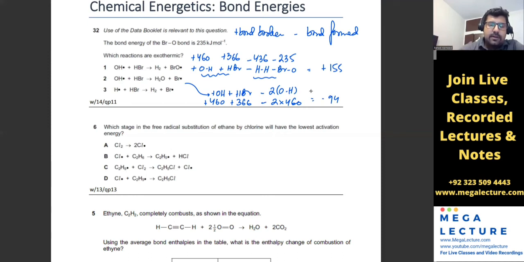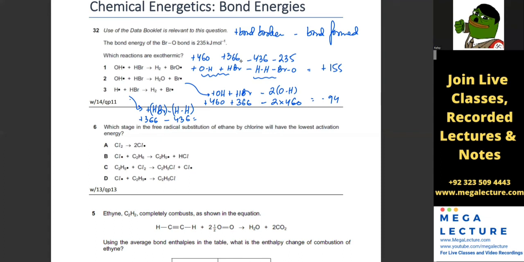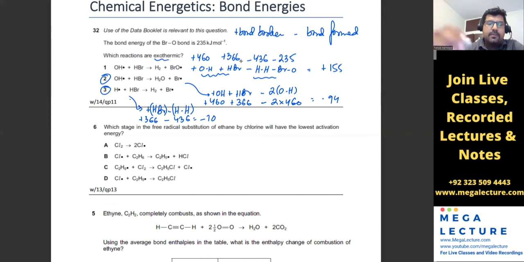Okay, the last one, you're breaking an HBr bond, and you're forming an HH bond. Just one of them, right? So minus HH. So HBr, what was it? That's 366, plus 366. And HH is minus 436, right? So what do we get? Minus 70. That means 2 and 3 are correct, that they're both exothermic. The first one is wrong.